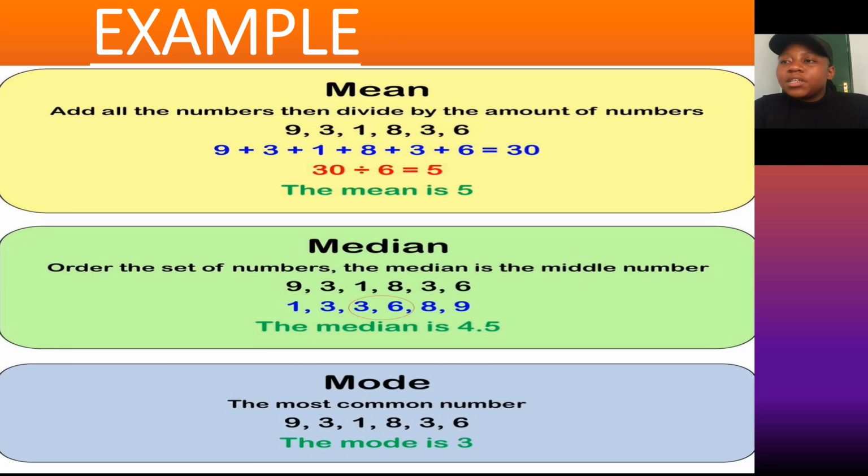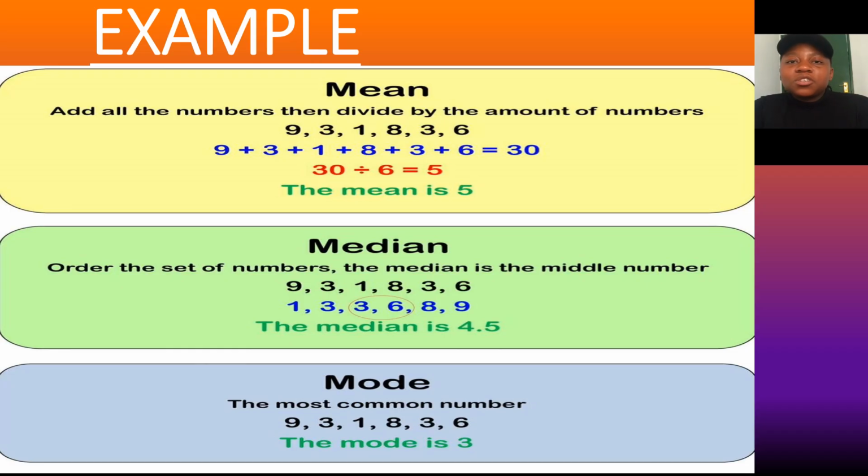Then for the median, first things first, we need to arrange the numbers in ascending order. So we're going to have 1 3 3 6 8 9. Then because it's an even number data set, we got 6 numbers, so that is an even number. We're going to look at the two middle numbers, then we add them up, we divide by 2, so that will be 3 plus 6, which is 9. We divide that by 2, then hence our median is 4.5.